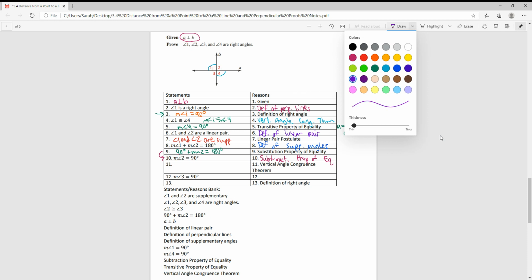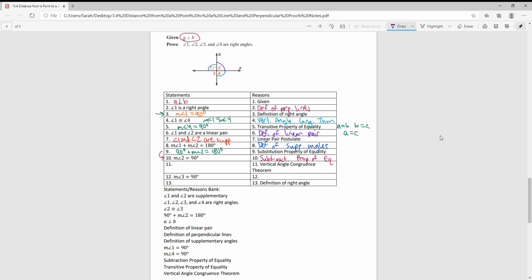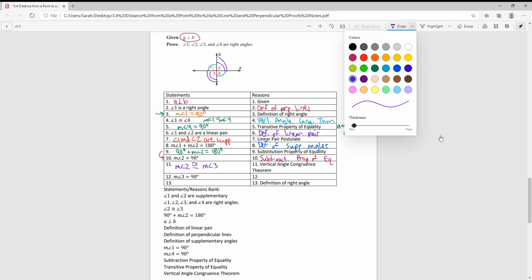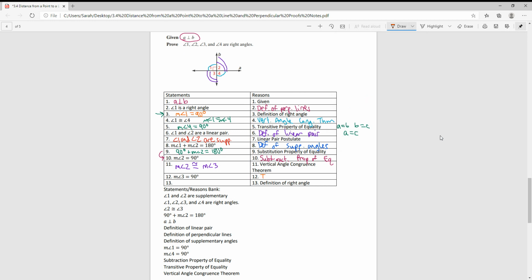Next one is involving the vertical angle congruence theorem. What vertical angle pair have we not used yet? We haven't used that angle 2 is going to be congruent to angle 3 because they're vertical angles. So we can say that measure of angle 2 is congruent to measure of angle 3 by the vertical angle congruence theorem. Very similarly to what we did back in step 5 with the transitive property of equality, we're going to do that one more time. Measure of angle 2 equals 90 degrees, which means that measure of angle 2 equals measure of angle 3. And since measure of angle 2 equals measure of angle 3, that means measure of angle 3 equals 90 degrees. Same idea as we did before with our transitive property of equality.